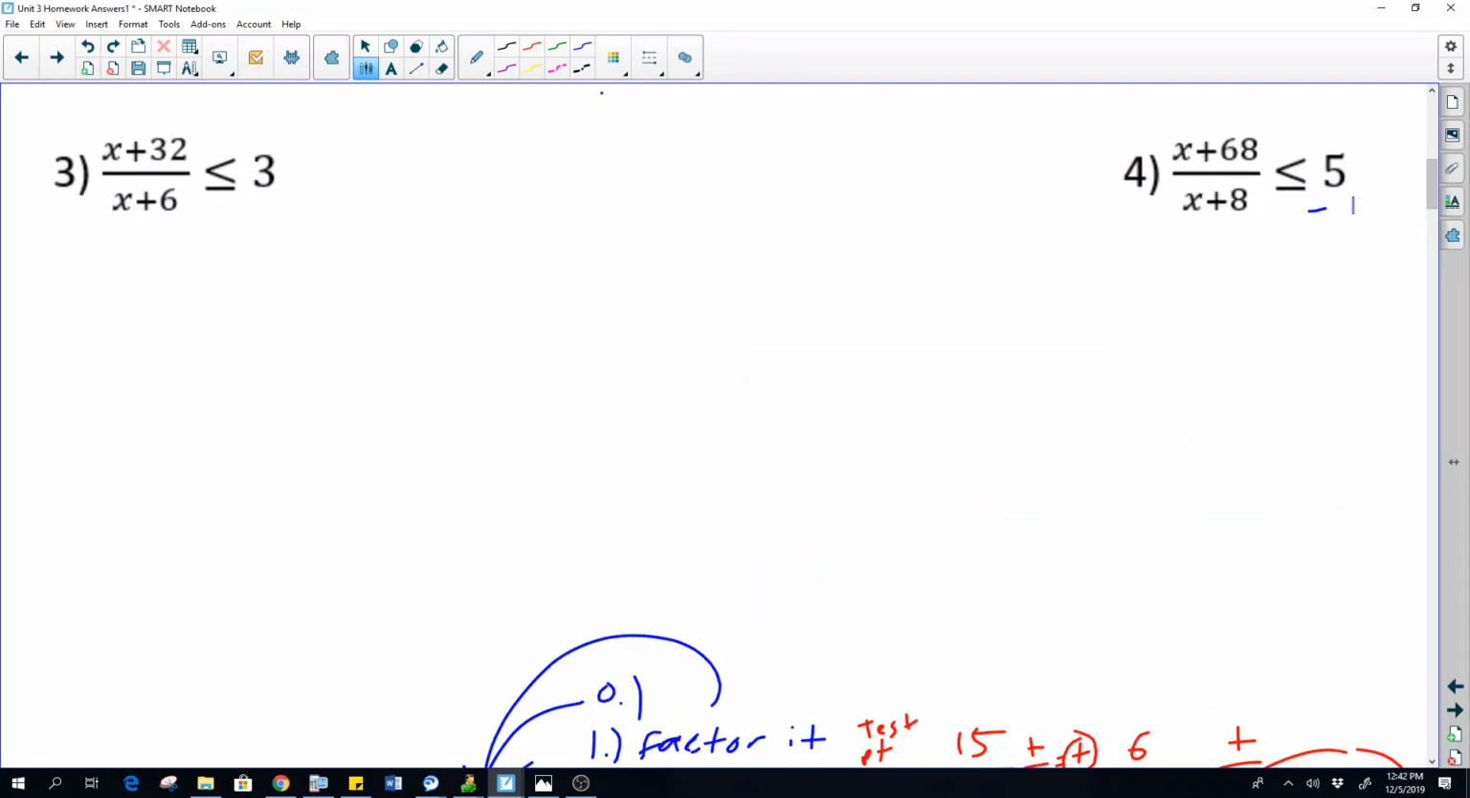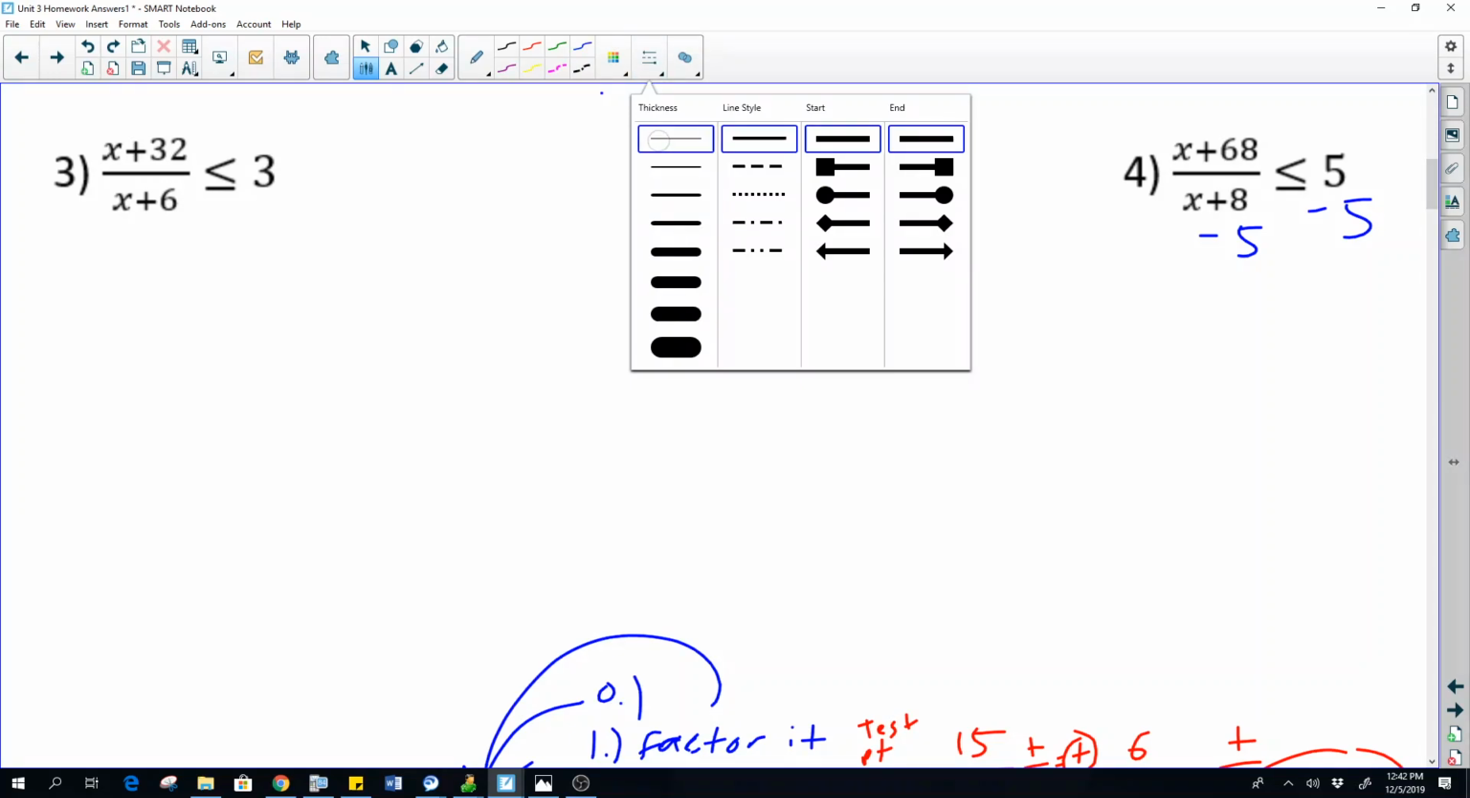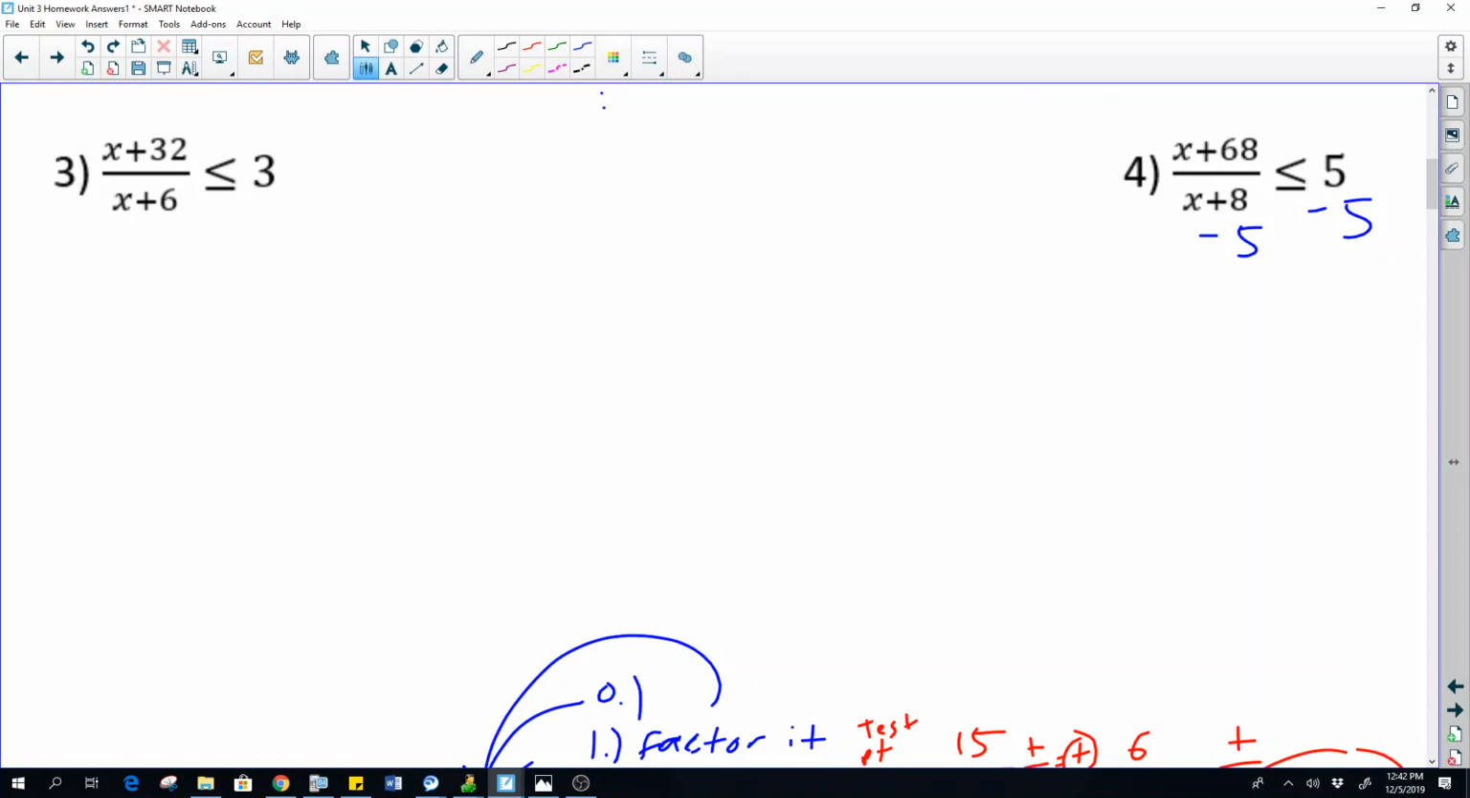So let's try that with question 4 now. We're going to move the 5 to this side, minus it to this side like this. So then we get x plus 68 all over x plus 8, minus 5, greater than or equal to 0, and that's what we wanted. Now we have to have the same common denominator. So we write that 5 over 1, because any whole number can be written over 1. To get a common denominator, we multiply the bottom and the top by x plus 8.